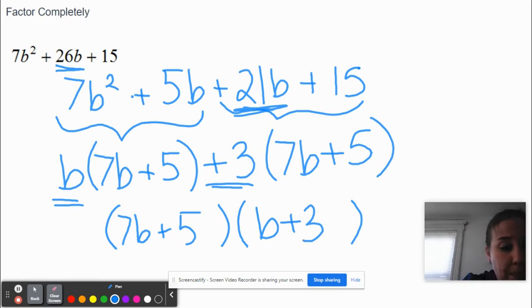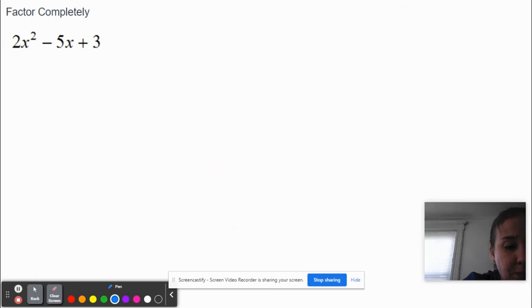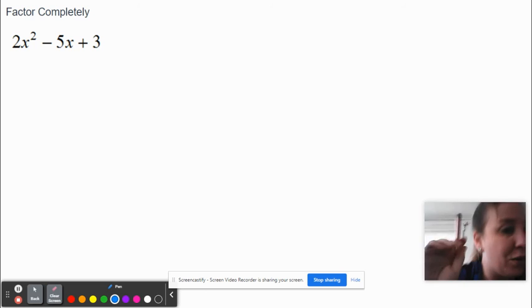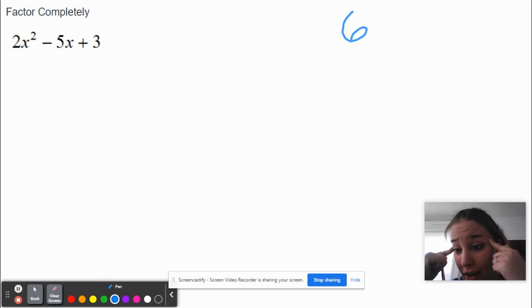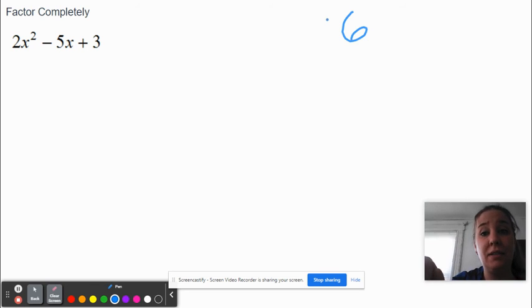We'll do one more. Yuck. Yuck. A negative. Don't panic. So first things first, step 1. 2 times 3 is 6. Positive 6, but we need to add to a negative 5. Okay, so what multiplies to be a positive 6 and adds to be a negative 5?